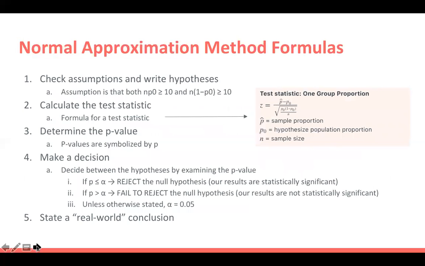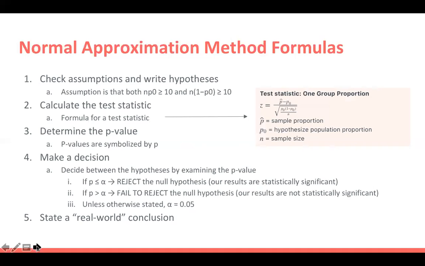So the normal approximation method formulas: we have a 5-step hypothesis testing procedure that is similar to the ones we've had before. First we check our assumptions and write our hypotheses, assuming that we have at least 10 successes and 10 failures. Then we calculate the test statistic. The formula for the test statistic here is z equals the sample proportion minus the hypothesized population proportion, divided by our standard error that we went over in the slide before, which is written there in the formula for you.